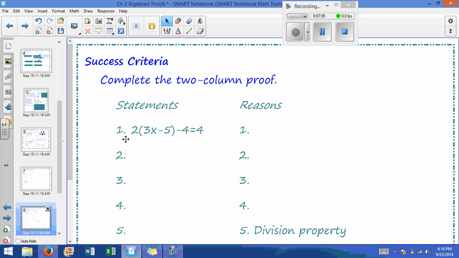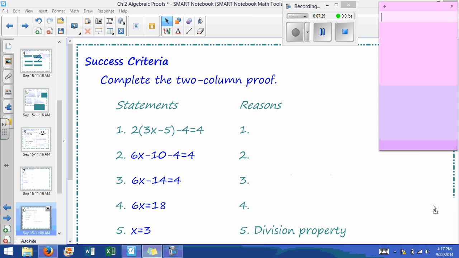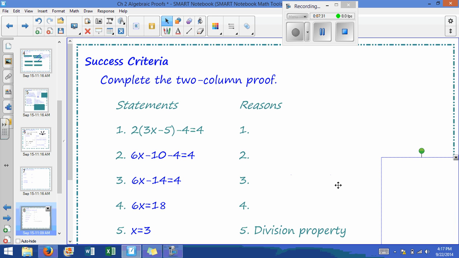Okay, we'll start with the statements. First off, what I did is I distributed because I didn't want to have those parentheses anymore. So I distributed the 2 in, and I got this. Then I wanted to combine the -10 and the -4. So I got -14 instead. Then I wanted to add 14 to both sides, so I got 6x equals 18. And finally, I divided both sides by 6, and I got 3.